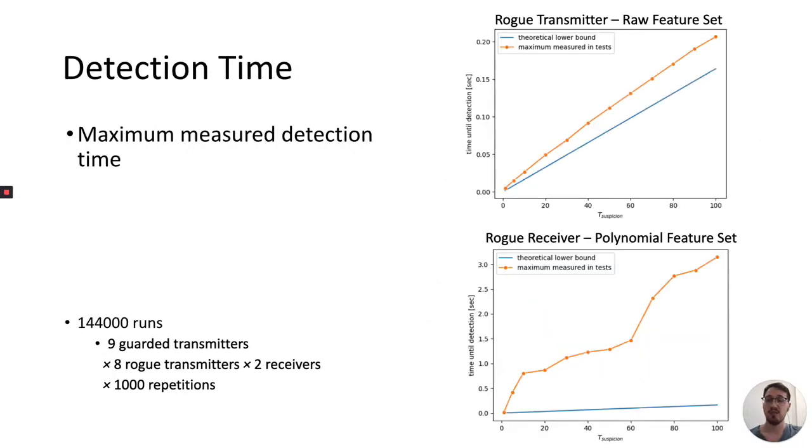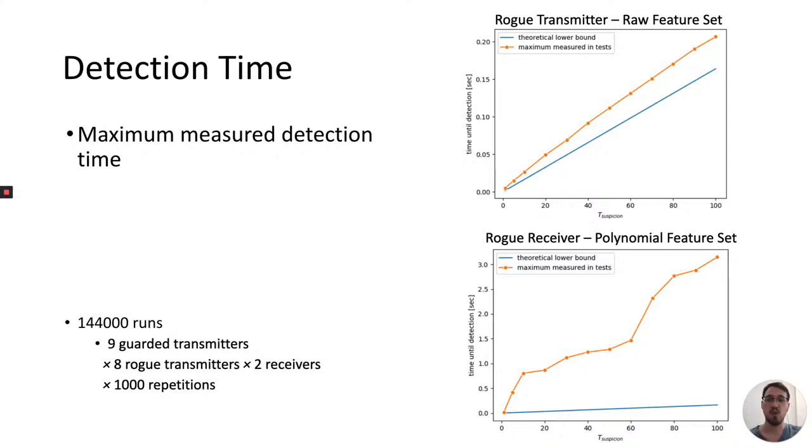Let's see the trade-off. In both graphs, we plot the maximum time it took to detect an anomalous stream over all of our datasets. Again, the x-axis is the threshold. The top graph is for detecting a rogue transmitter with raw feature set, and the bottom graph is for detecting a rogue receiver with the polynomial feature set. For a threshold of 100, all rogue transmitters were detected in less than about 200 milliseconds, and all rogue receivers were detected in less than about 3 seconds.